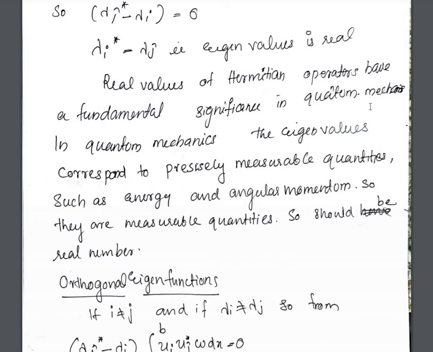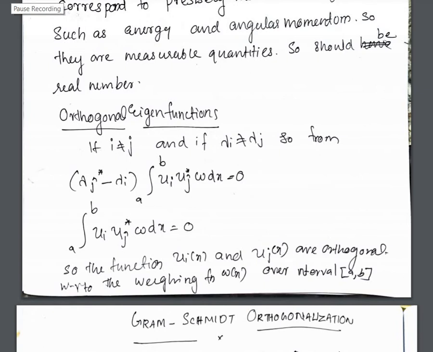In quantum mechanics, what is an eigenvalue? It corresponds to a precisely measurable quantity, such as angular momentum and energy, which should be a real number. So this is in accordance with quantum mechanics. So the eigenvalues are always real.